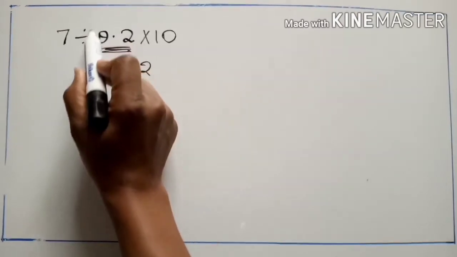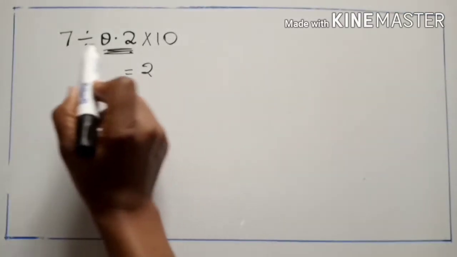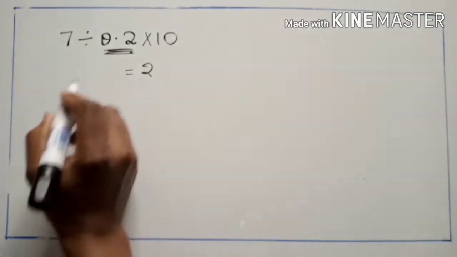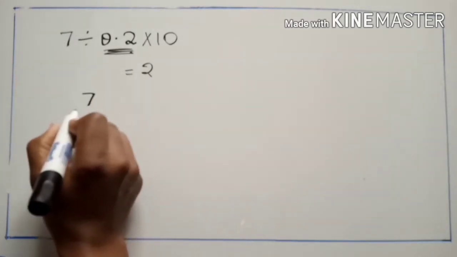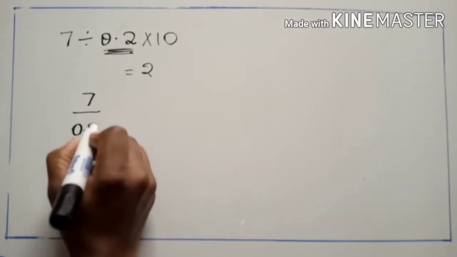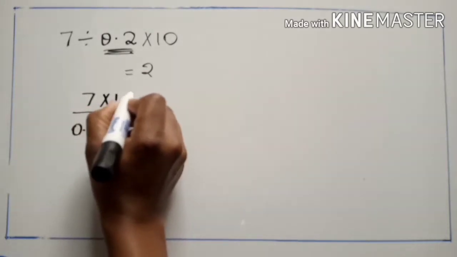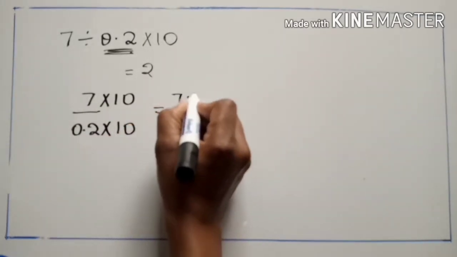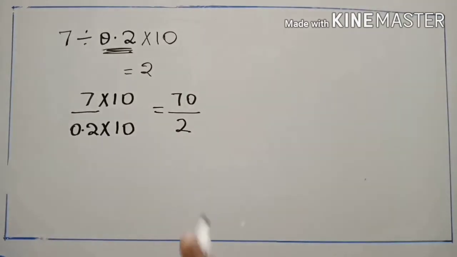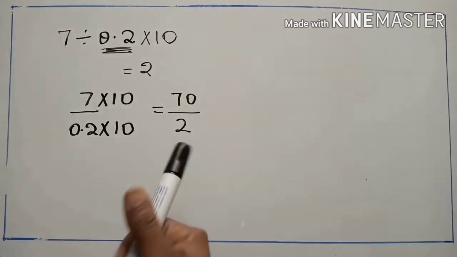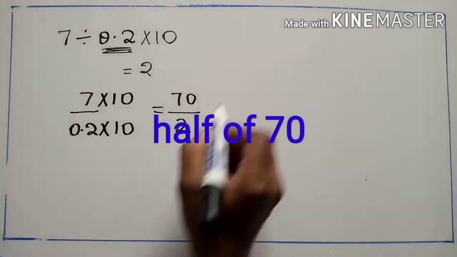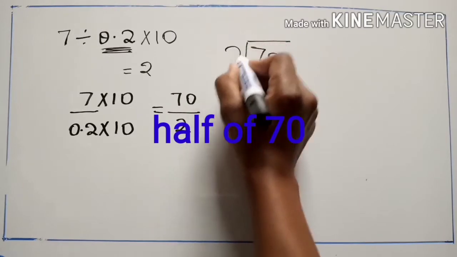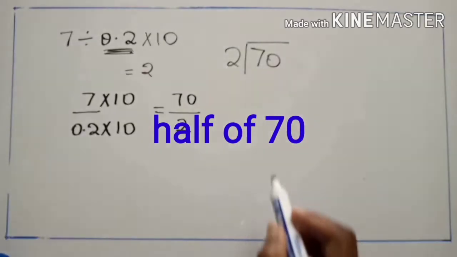Now, because we have multiplied this part times 10, we are also going to multiply this part times 10. So in our better arrangement, we can say 7 divided by 0.2 is 7 times 10 over 2 times 10, so that we have 70 over 2. So 70 over 2 is the same as saying 70 divided by 2.